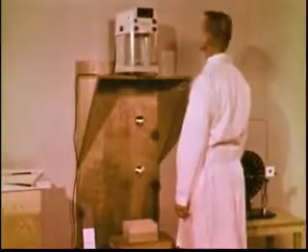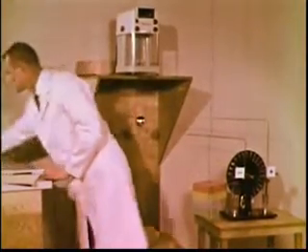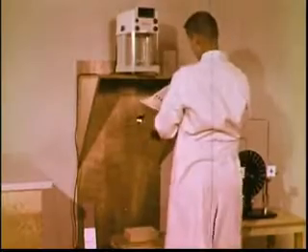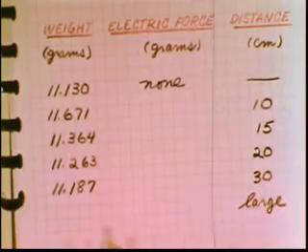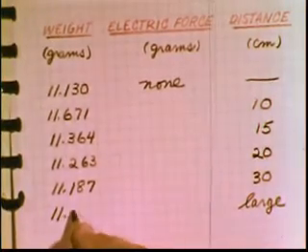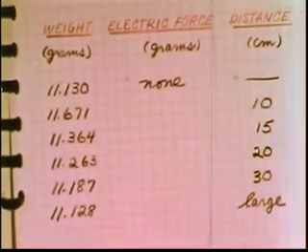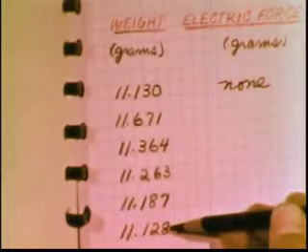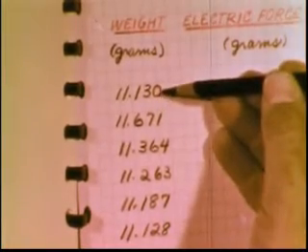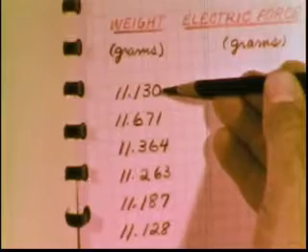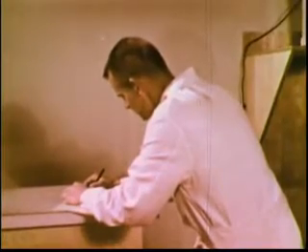11.187 grams. Let's remove the lower sphere completely so that there is no interaction between the two spheres. With the distance large, the reading was 11.128 grams. This is the same weight within experimental error as when we started with an uncharged sphere. Now the electric force corresponding to each distance can be calculated.